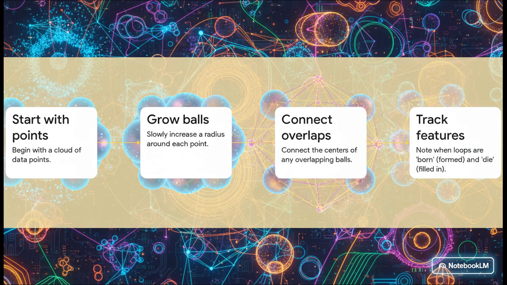What TDA does is it takes that cloud of data points and it starts to slowly grow a little ball around each and every point. As the balls get bigger, they start to overlap. When they do, you connect their centers. And you just keep going. You track how these connections form bigger shapes, like loops or voids, as you change the size of those balls.